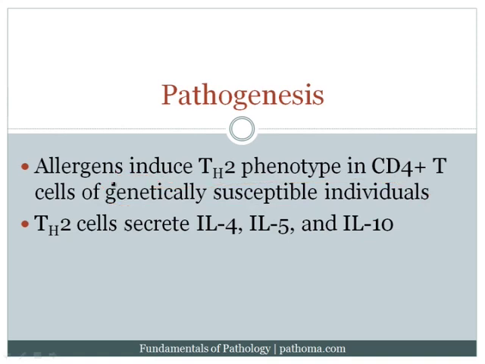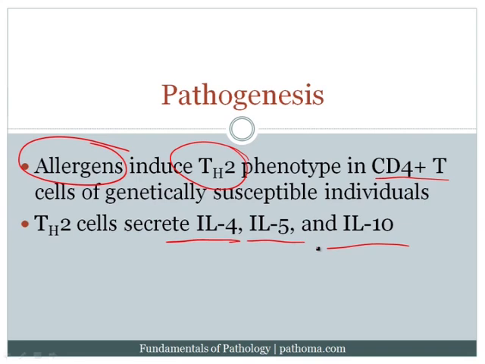Now, this patient, they get exposed to an allergen. That allergen induces the Th2 phenotype in CD4 positive T cells, which then results in the T cells secreting IL-4, IL-5, and IL-10. Remember that you need to know, for examination purposes, that the classic cytokines produced by the Th2 helper cell subtype are IL-4, 5, and 10. So 4, 5, 10. That's what I remember.